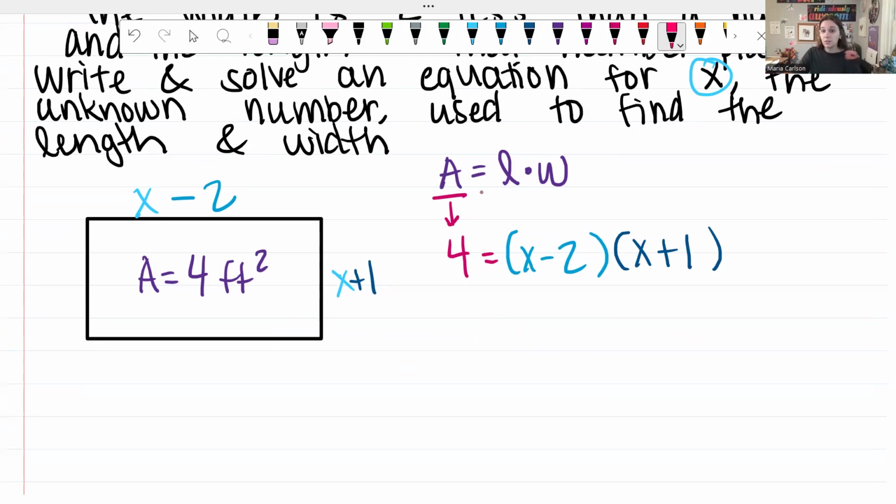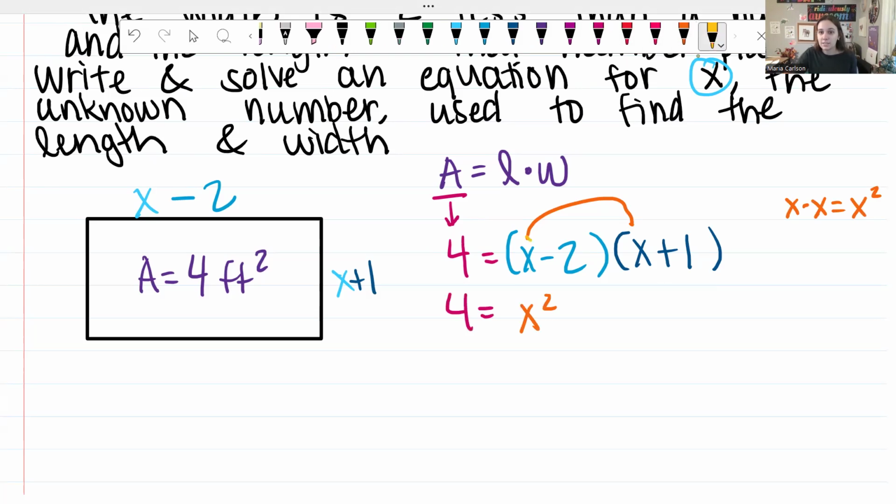So I have a binomial, 2 terms multiplied by a binomial. So I can just use FOIL for this. I'm going to start by multiplying x times x, and x times x will give me x squared. So we have 4 is equal to x squared, and then I'm going to multiply the outside terms. So next I'm going to multiply x times 1, which is just 1x. So x squared plus 1x.